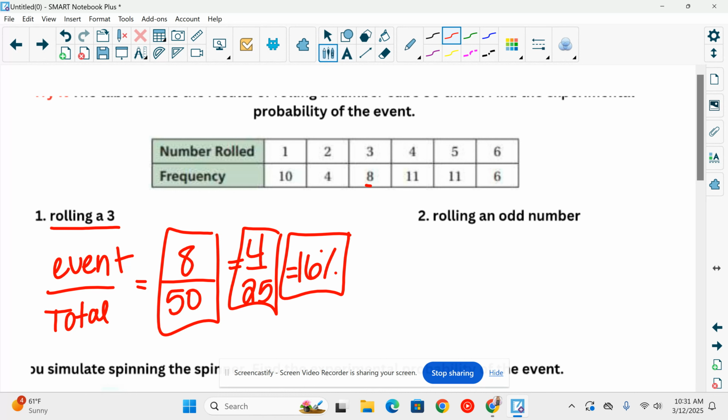I have a 16% chance of rolling a 3. What's the likelihood of that? Unlikely. Good.